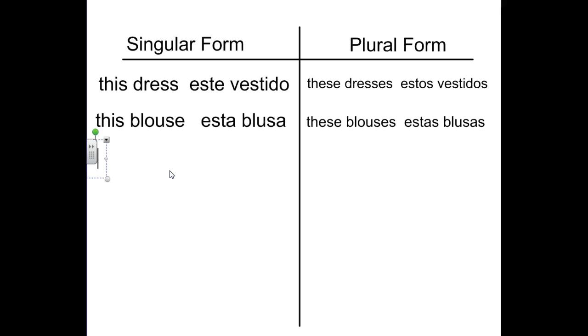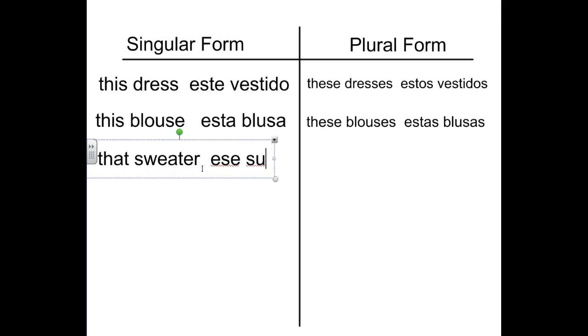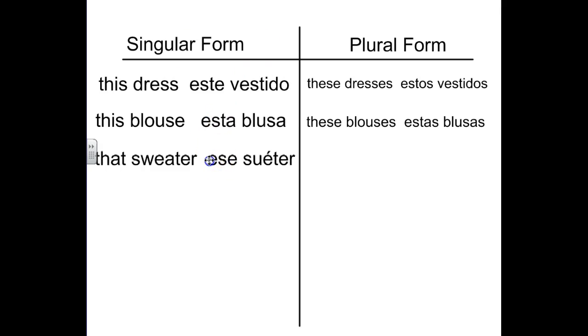So in English, we just say this. Actually, we're going to use the word that, excuse me, because we're saying the other form. So that sweater. How do you do that in Español? That sweater. In Español, we're going to say ese suéter. Ese suéter. And that is our masculine singular form to say that sweater.